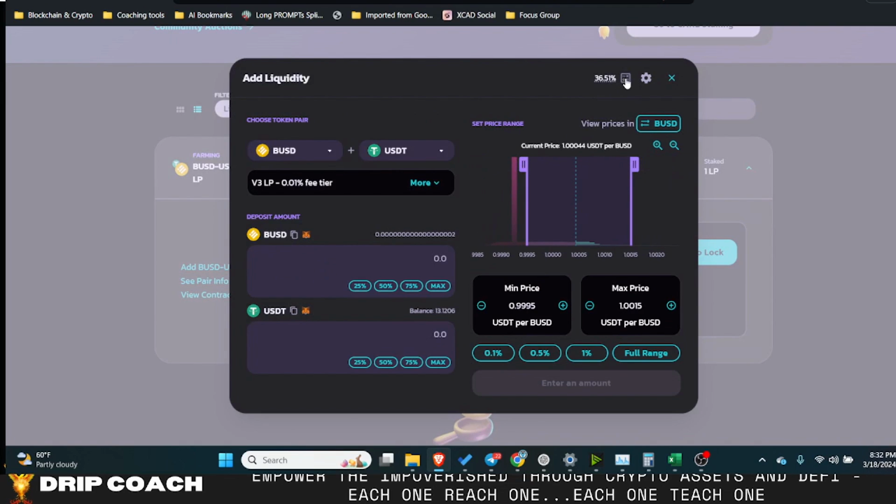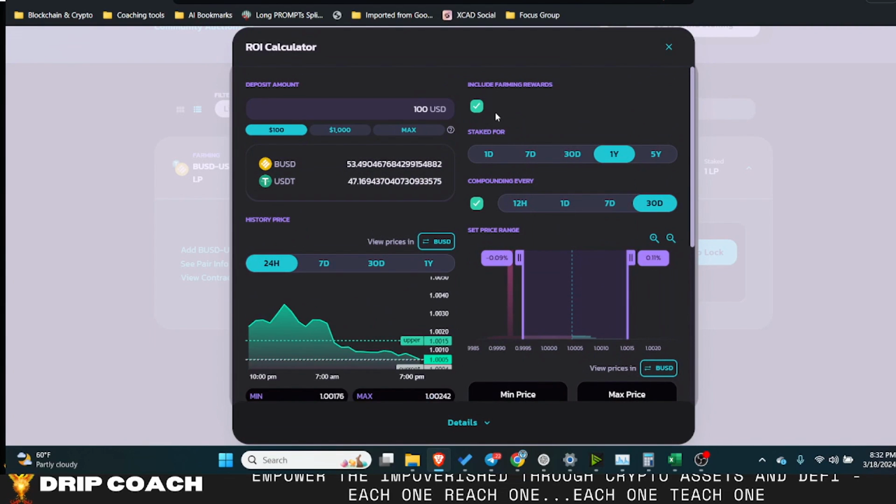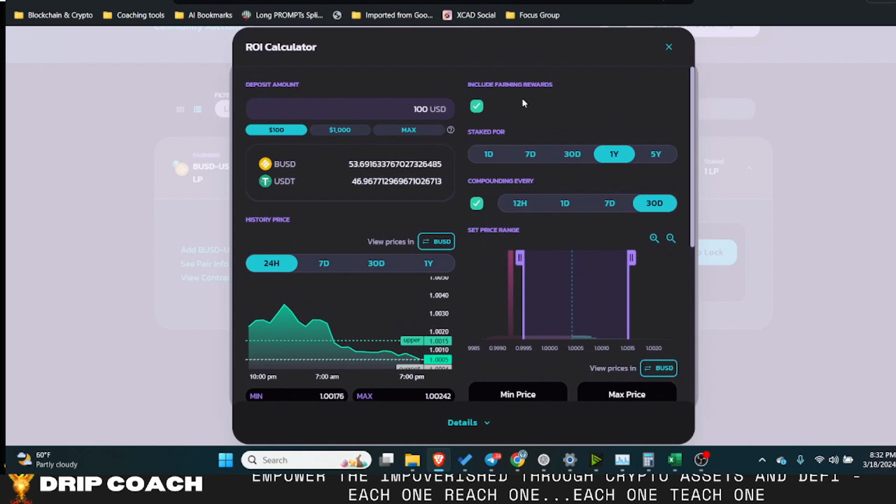So you have this calculator up here. If you click this little calculator, you'll see that it has these options that say compounding every 12, 1. That's a calculator though. I've heard people in the community saying that this will auto compound your position. It doesn't. This is just a calculator. The only auto compounding position is in the cake farm.